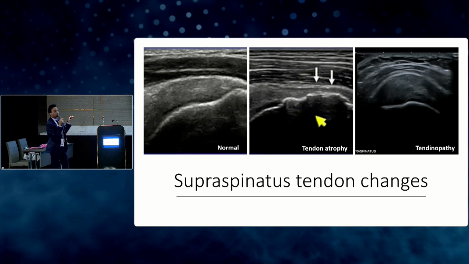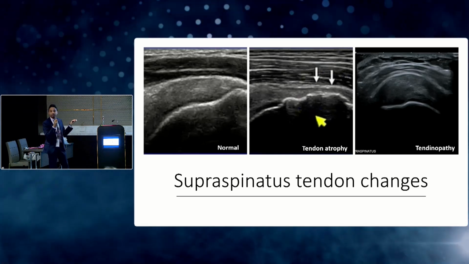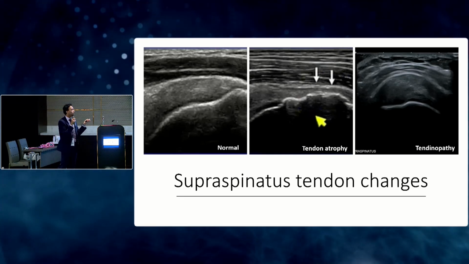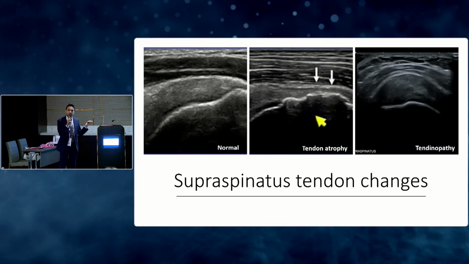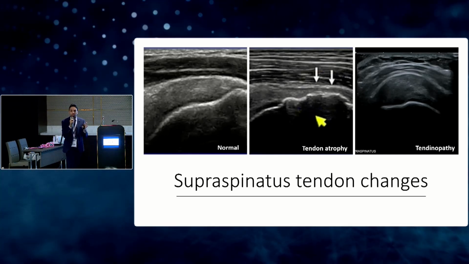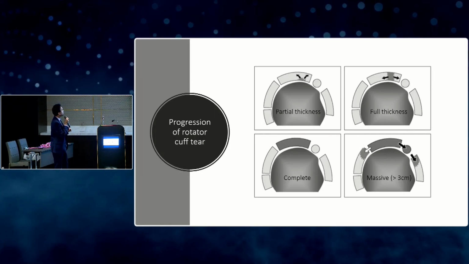So we can see this is a normal supraspinatus tendon, and here, as you can see, there's a very thin layer of the supraspinatus tendon. This is because of tendon atrophy, or maybe there is a tendinopathy. So it should not be a tendon tear. It might be just a thickened supraspinatus tendon.